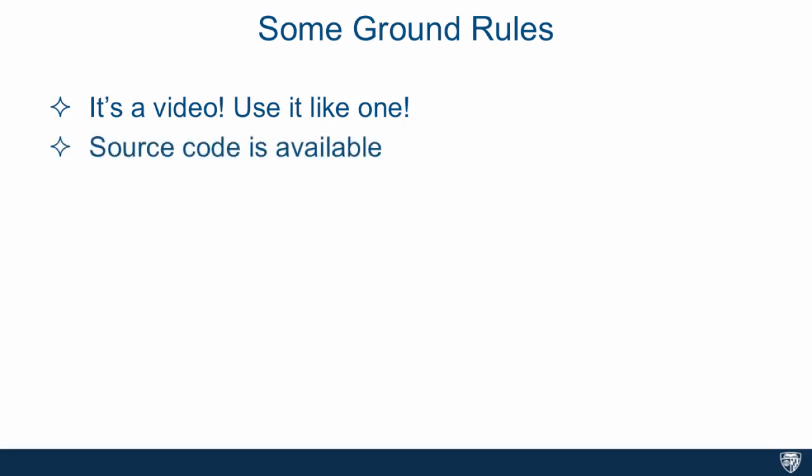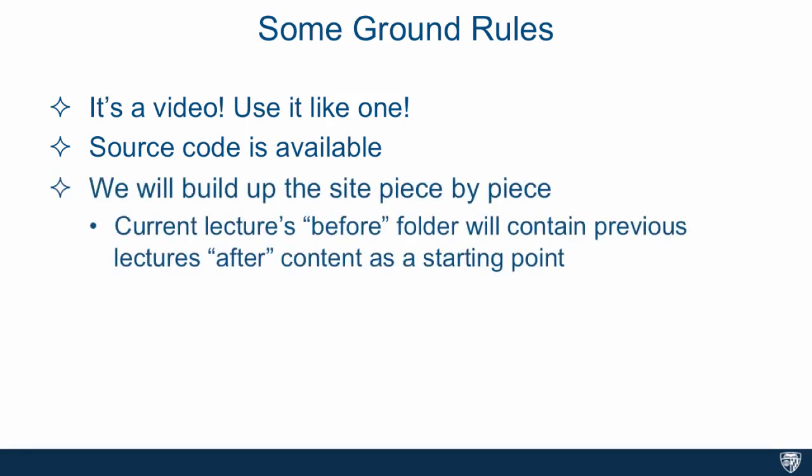Now remember that source code is available, so if you miss something or you want to look something up later, it's there for you, so you don't have to worry about missing something on the screen. The source code will definitely be available to you, even though it's going to be a real commercial website. What we're going to do is build up the site piece by piece, which means that the current lecture's before folder will contain the previous lecture's after content as a starting point. That way you can jump into any lecture and see where we started and where we ended, and that keeps going.